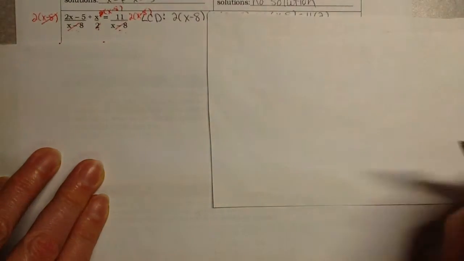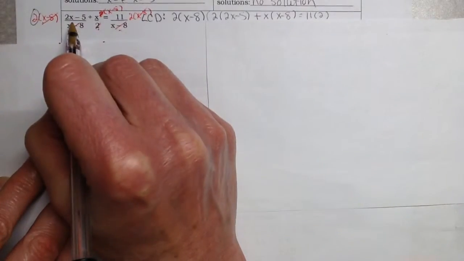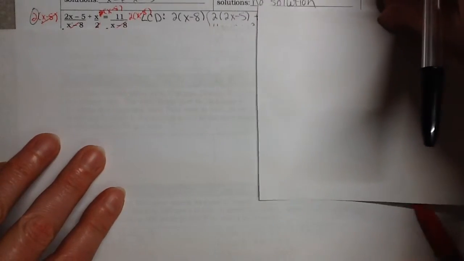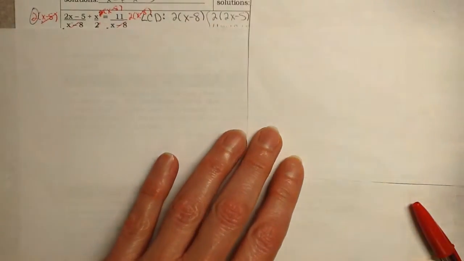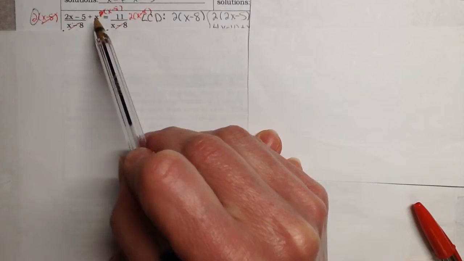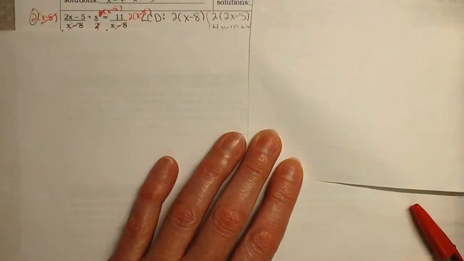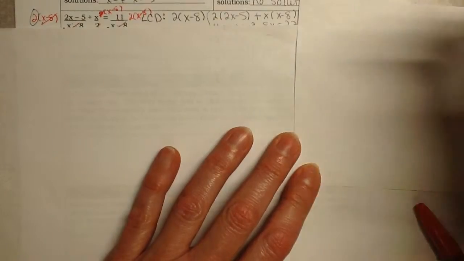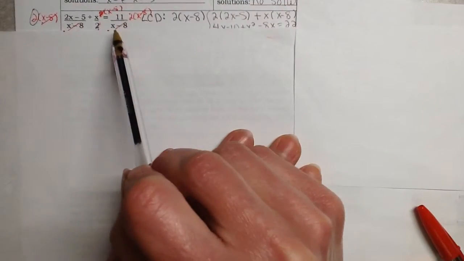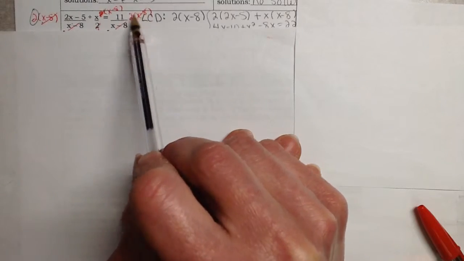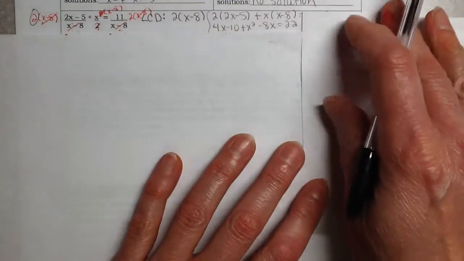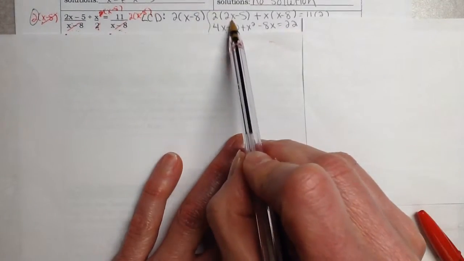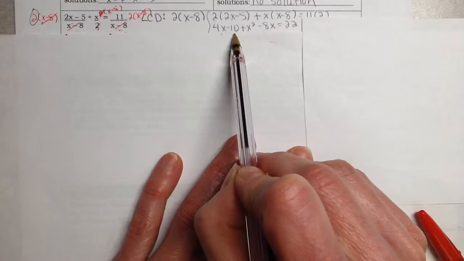Okay, now we need to go back here. Here I have a 2 times the 2x minus 5. So I'm going to write that down. And then I also have, this 2 is reduced with the denominator, I have x times x minus 8. So we're going to add x times x minus 8. And then on the right side, I have these 2 reduced to 1. So I have 11 times 2, which is 22. Okay, now I'm just going to simplify here. 2 times 2x is 4x. 2 times negative 5 is negative 10.